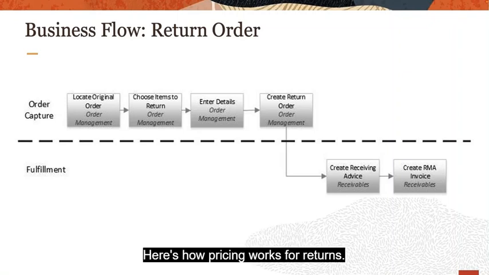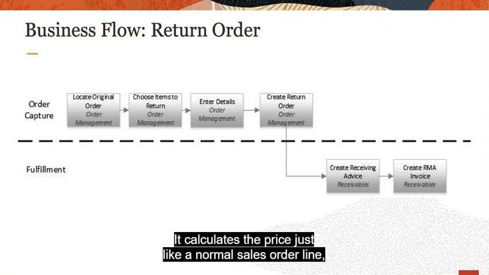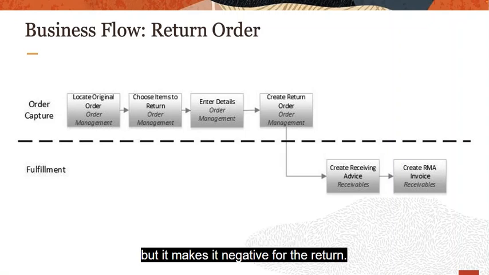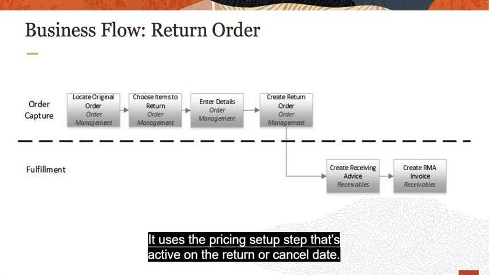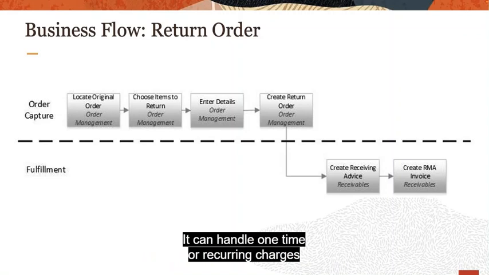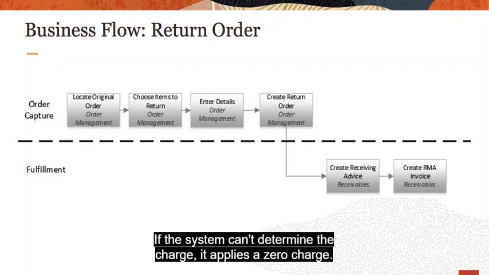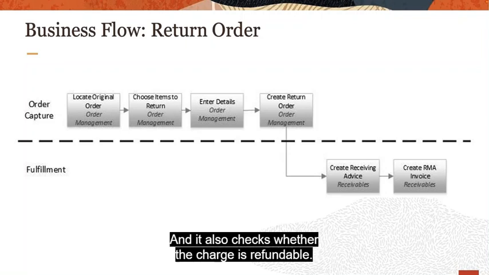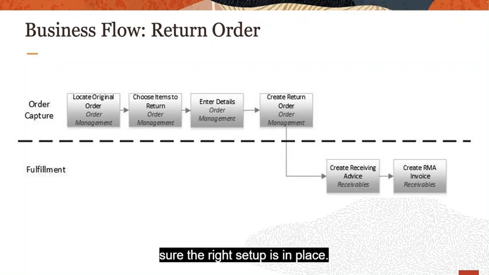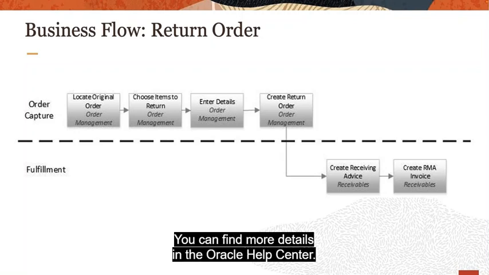Here's how pricing works for returns. It calculates the price just like a normal sales order line, but it makes it negative for the return. It uses the pricing setup step that's active on the return or cancel date. It can handle one-time or recurring charges, as well as discounts and price adjustments. If the system can't determine the charge, it applies a zero charge, and it also checks whether the charge is refundable. To use this functionality, you'll need to make sure the right setup is in place. You can find more details in the Oracle Help Center.